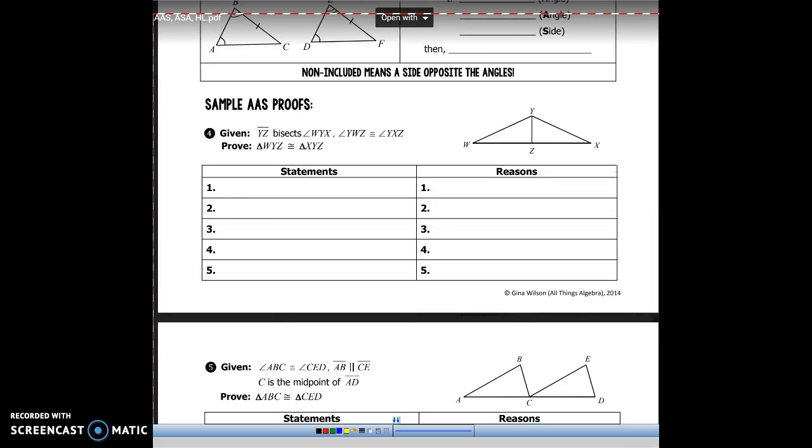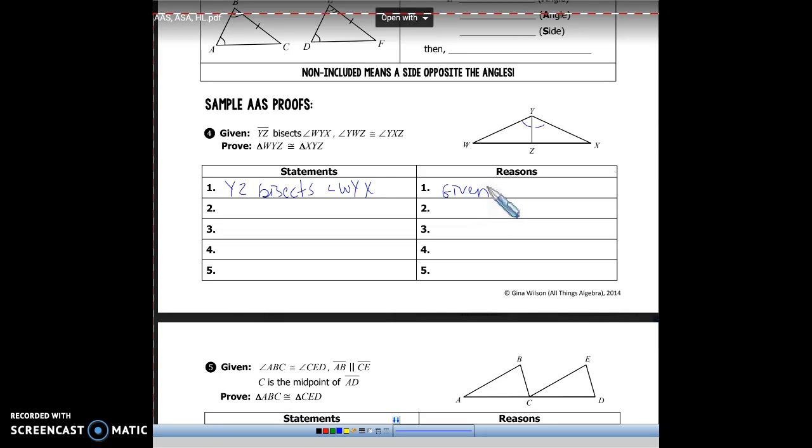Okay, now let's look at a proof using angle, angle, side. So always look at our given: YZ bisects angle WYX. So here's YZ, here's angle WYX. So if it bisects it, it cuts it into two equal parts. So we're going to mark that. That angle and that angle are equal. We need to go ahead and write that. That's going to be our first statement. YZ bisects angle WYX. And the reason is given.